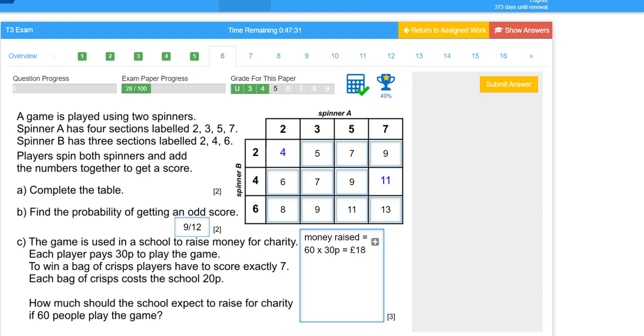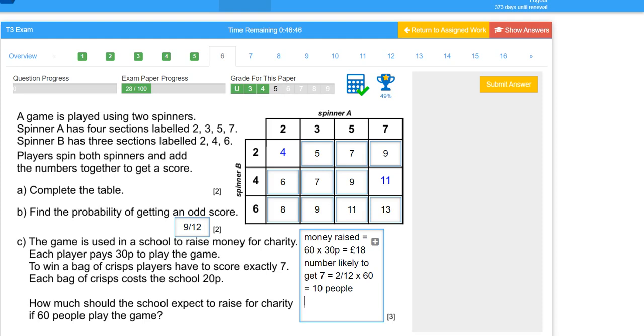But how much do they have to pay out? How many of those people are likely to win? So the number likely to roll a 7. Well, what's our proportion? There are 2 ways out of 12 of getting 7. So that's 2 out of 12 times 60 people. So what is that going to be? 2 out of 12 we know is 1/6, and 1/6 of 60 people is 10 people. So that's my calculation there.